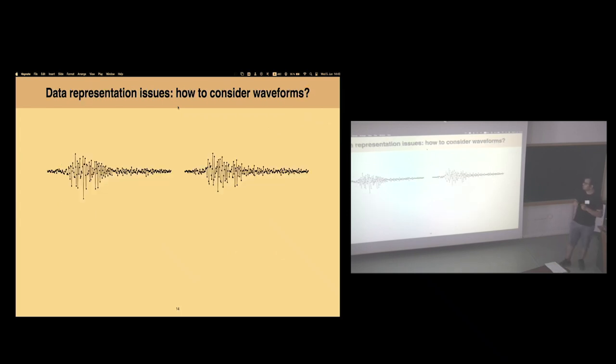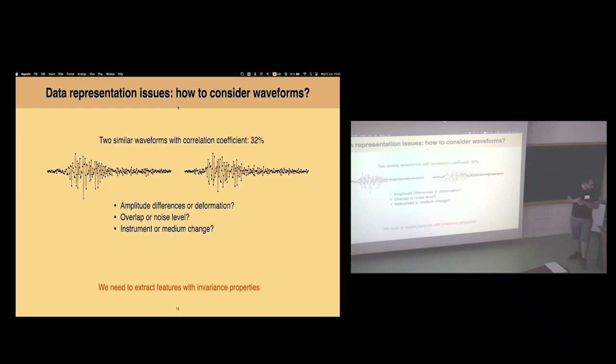And okay, now let's look at these two waveforms. These two are quite similar to each other. So if we want to group these two, should we put these two waveforms together or not? But if we calculate the correlation coefficient between these two waveforms, we can see it's around 30%. So a slight difference in the waveform can change the correlation coefficient between them.